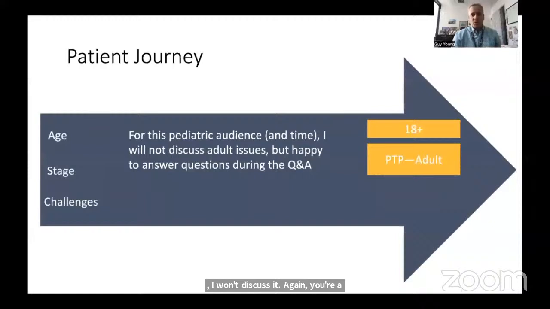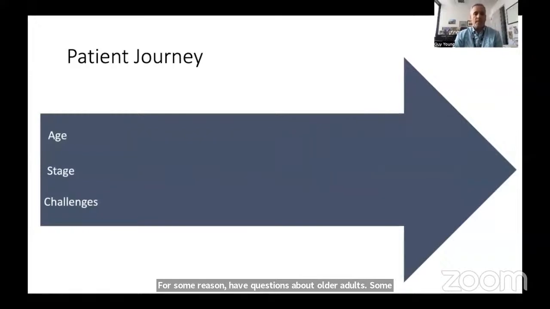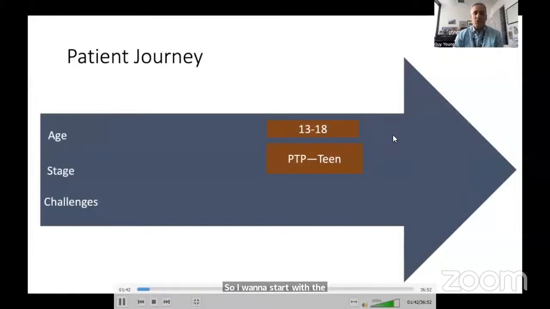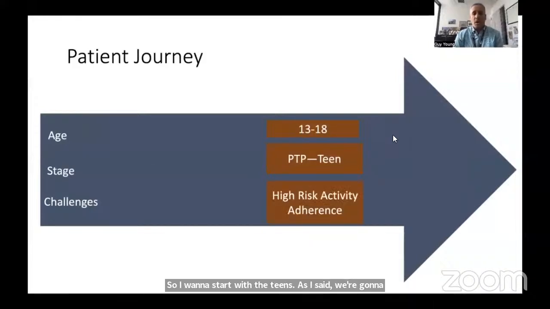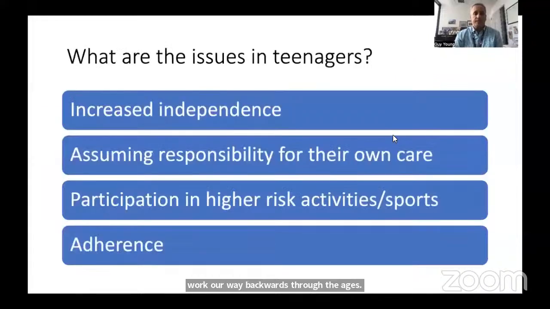If for some reason you have questions about older adults, some of you might take care of, we can try to handle them during the Q&A session. So I want to start with the teens. As I said, we're going to work our way backwards through the ages. And again, their main challenges are high-risk activity and adherence. What are some of the issues with teenagers?